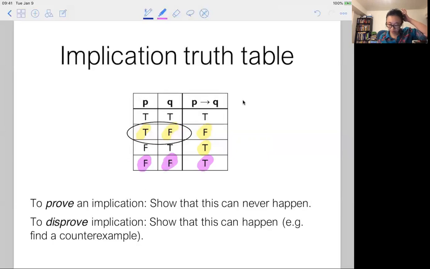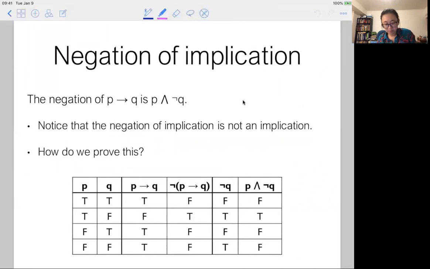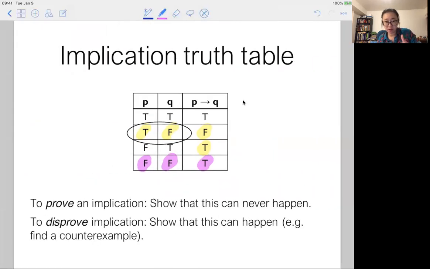then the implication is true. Later on, you're going to start seeing proofs involving implications. In order to prove an implication, you need to show that the false case will never happen. To disprove an implication, you want to show that it can happen. In other words, you want to find a counterexample. This will become clearer when you actually study proofs. But the very important part is to understand the colored part: if both P and Q are false, the implication is actually true.